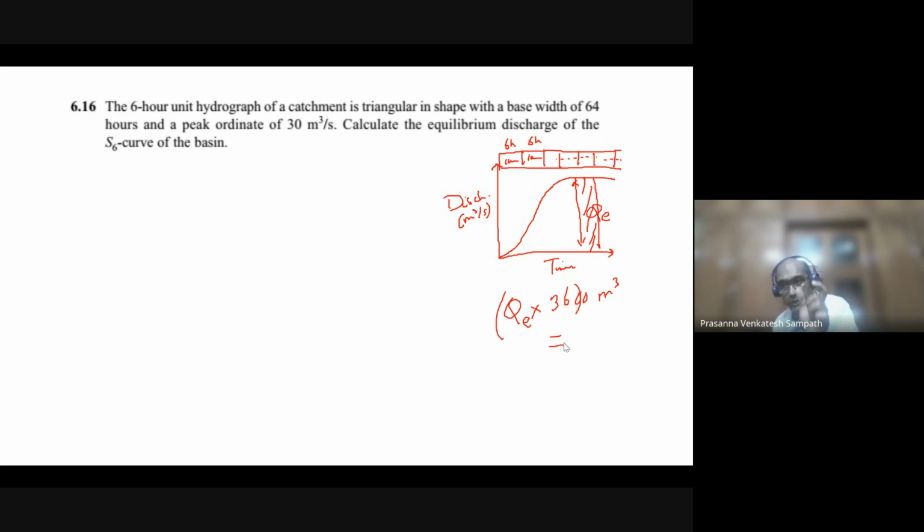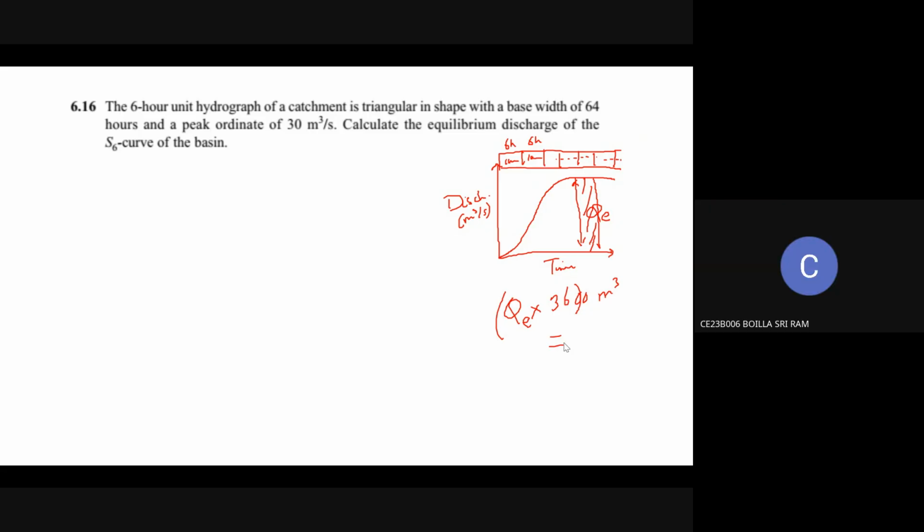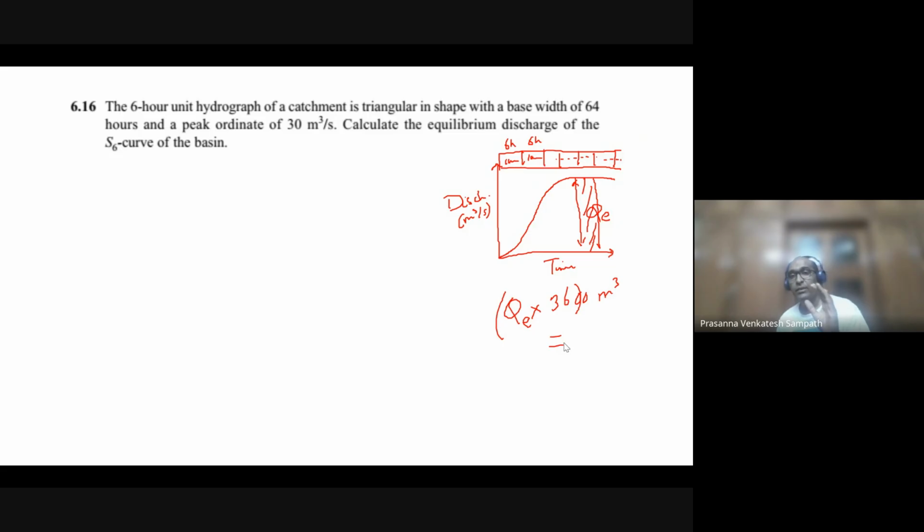Now I have taken a 1 hour interval and found the area under that curve in that duration of 1 hour. I found out that the amount of runoff will be QE into 3,600. Correct? Now my question is, can I equate this in that 1 hour? How much excess rainfall would have happened? The intensity is 1 by 6 centimeters per hour, and the duration is 1 hour. So how many centimeters of excess rainfall would have happened in that 1 hour? 1/6 centimeter.